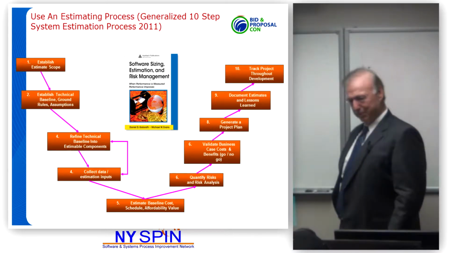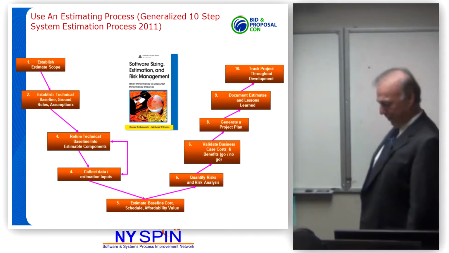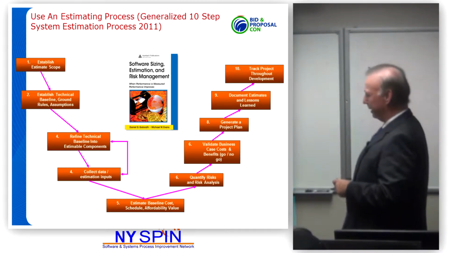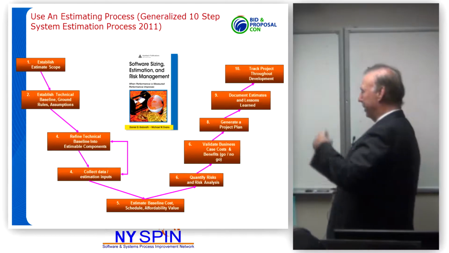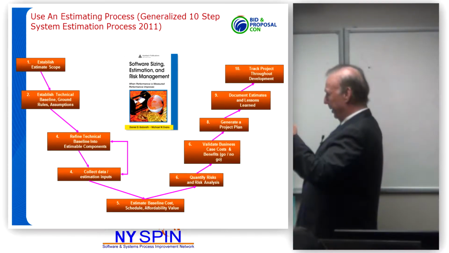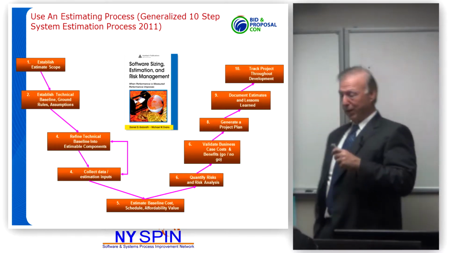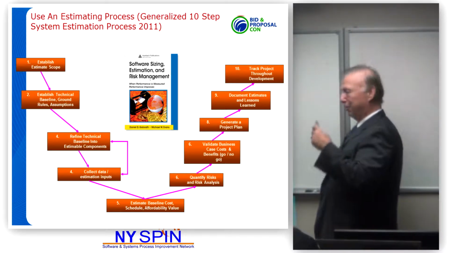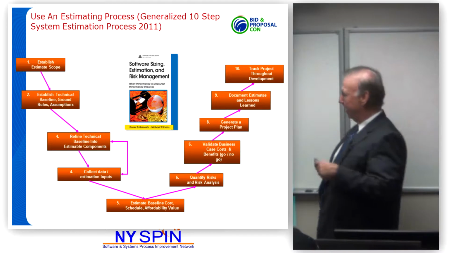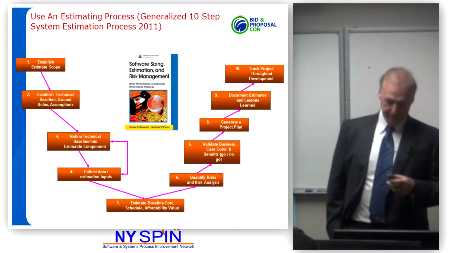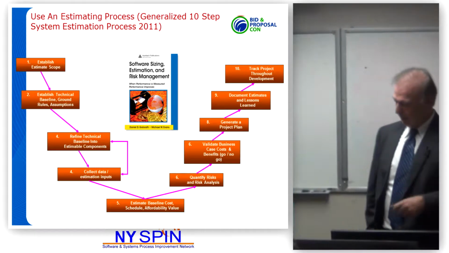Here's the 10-step process, and I'll put you all to sleep if I go through all 10 steps. This is for the estimation process. Basically, it says to figure out why you're estimating, to do a decent job with ground rules and assumptions, things I've already talked about, so you know what it is you're estimating. Estimate, apply risk analysis, and then use that estimate as part of your plan. Pretty simple stuff. But mine's 10 steps.